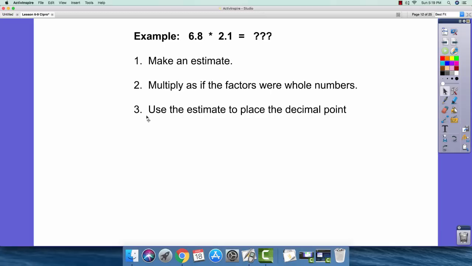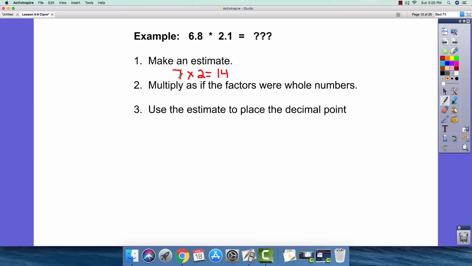All right, now that you've paused the video and that you have these written down, let's go ahead and do this. So our first step is to make an estimate. So 6 8/10 times 2 1/10. I can estimate 6 8/10 to be close to 7. And I can estimate 2 1/10 to be close to 2. So my estimate could be 7 times 2 equals 14. Pause the video and write that estimate in your guided note paper.